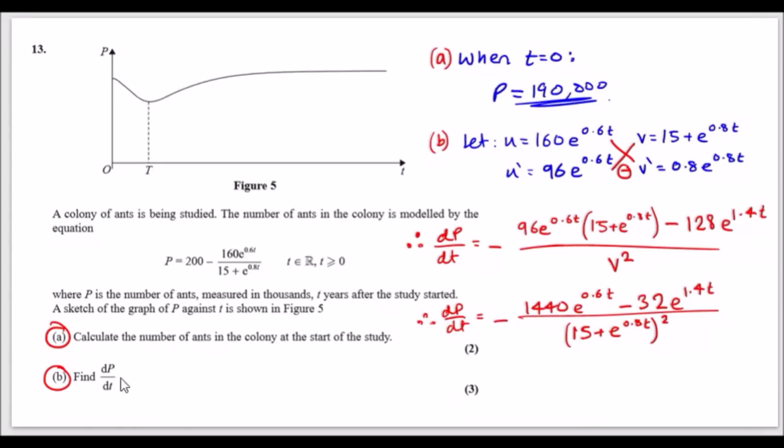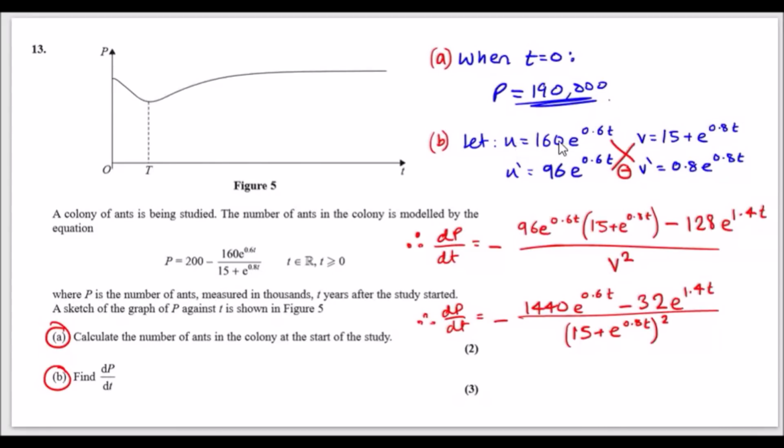Now next one, find dP over dt. So differentiate. This is straightforward. Differentiating 200 is 0. Now differentiating this, well, you have a term on top of another term, 2 different functions. So this is the quotient rule. Just like the product rule, we're going to pick our u and v. Our u is going to be the top term, and v is going to be the bottom half. So when you have that, you differentiate both terms.